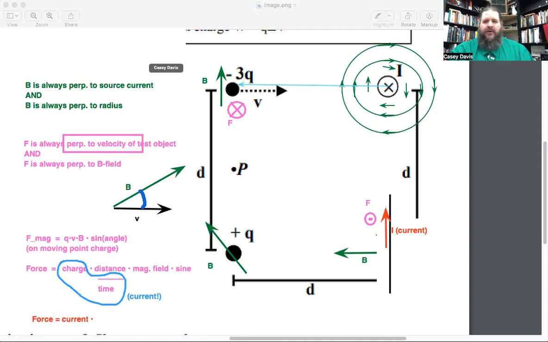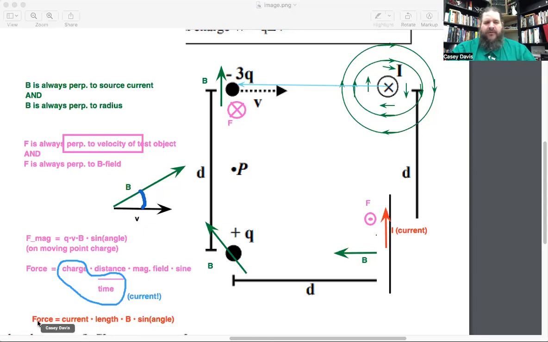And what distance actually matters for a wire? What distance are we talking about when we're talking about some wire? Is there any distance that's actually relevant for a wire? Like the length of the wire? Yeah, that distance is just the length of the wire. So current that's flowing in the wire times the length of the wire times the magnetic field, and then times sine of the angle. And in this case, that'll be the angle that the magnetic field makes with the wire itself. So if you've got a wire and a magnetic field, the angle between the wire's direction and the magnetic field direction is the angle we're talking about here.